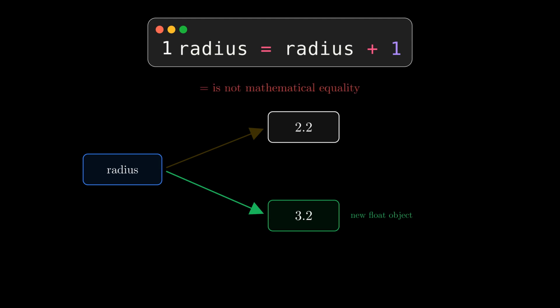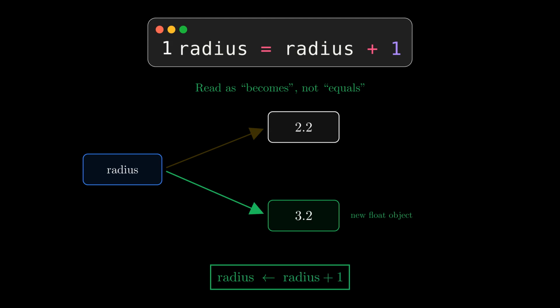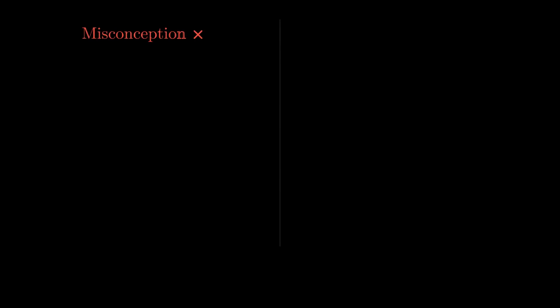The equal sign here is not mathematical equality. It is an instruction. Compute the right side, then attach the name on the left. Read it as becomes, not equals. Radius becomes its old value plus 1. No contradiction.